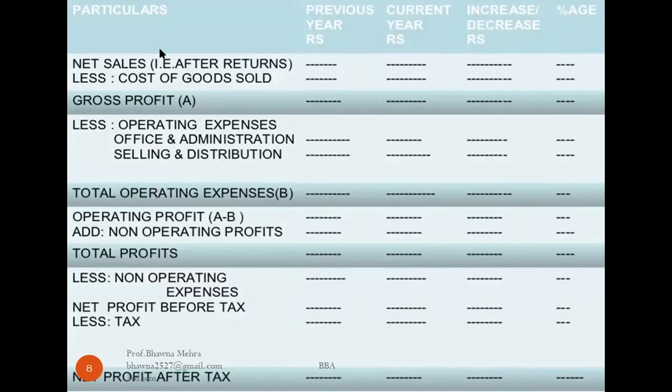First is net sales after returns, less cost of goods sold. Then we have to find out the gross profit. After finding the gross profit, we have to deduct operating expenses, office and administration expenses, and selling and distribution expenses, and we get the total operating expenses. After total operating expenses, we have to find the operating profit.